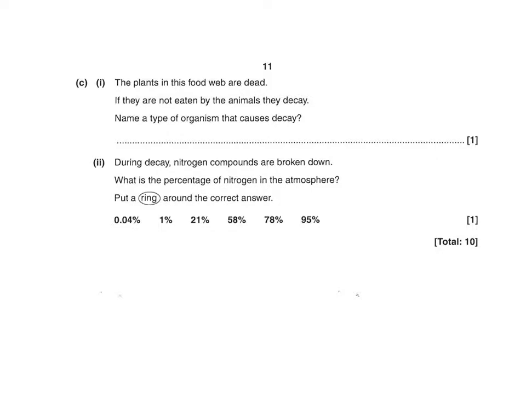The plants in this food web are dead. They are not eaten by the animals, they decay. Name a type of organism that causes decay. So either bacteria or fungi, we get that mark. And during decay, nitrogen compounds are broken down. What is the percentage of nitrogen in the atmosphere? And that is 78%. Which is a number you have to know.